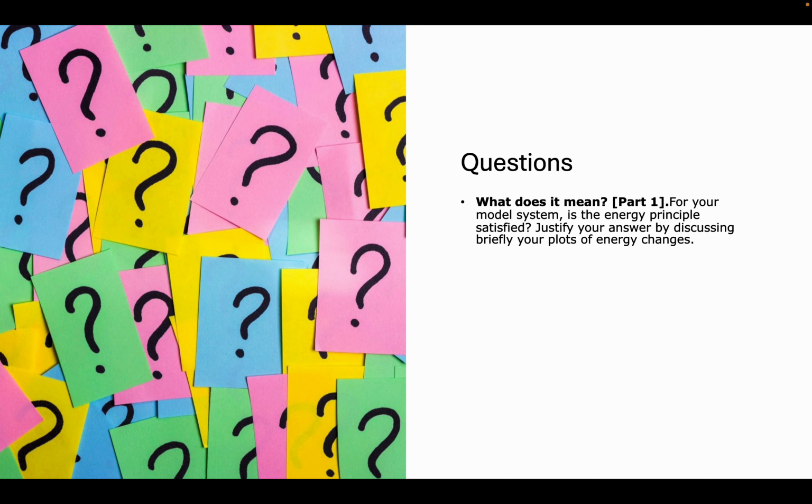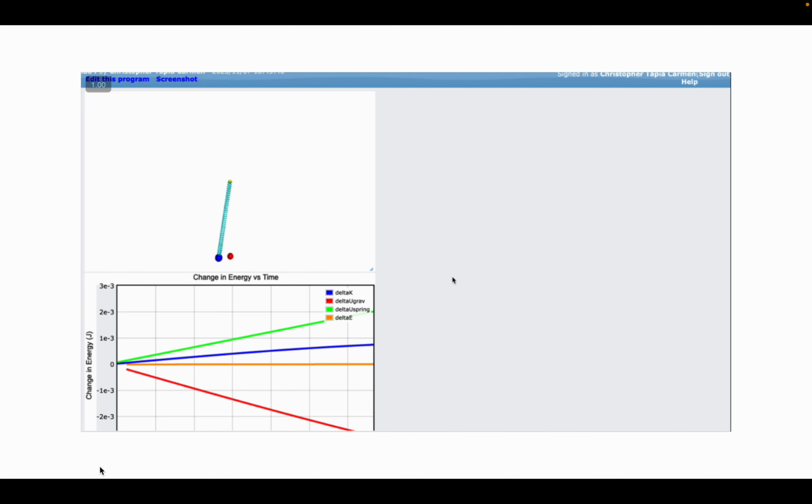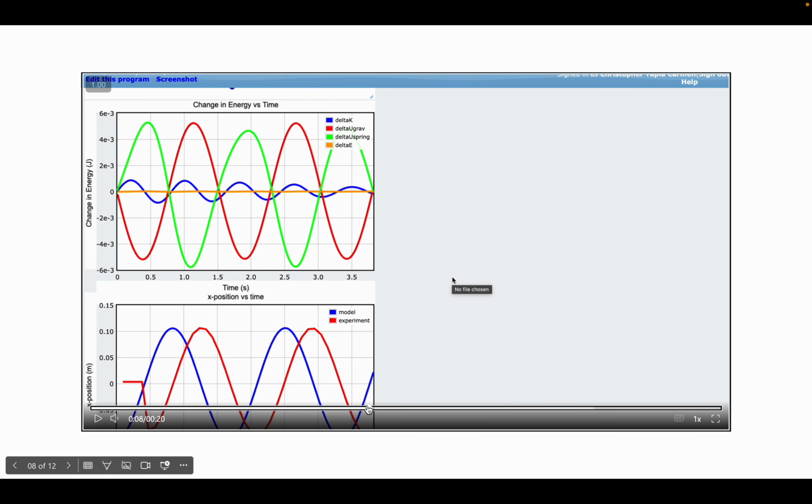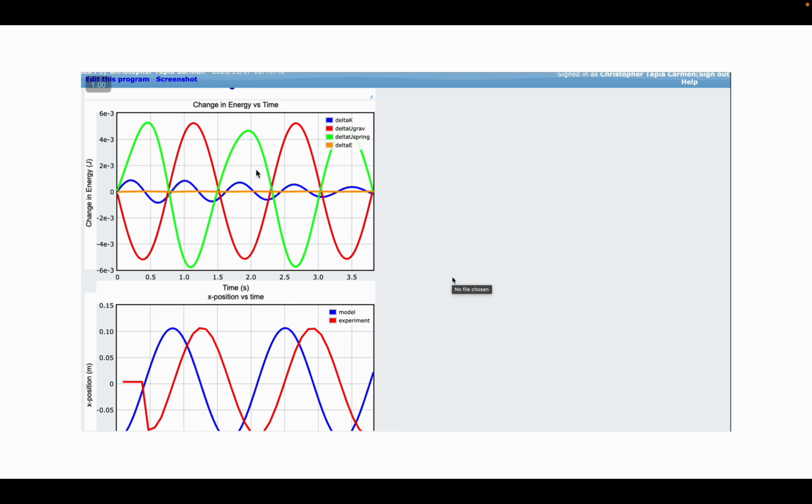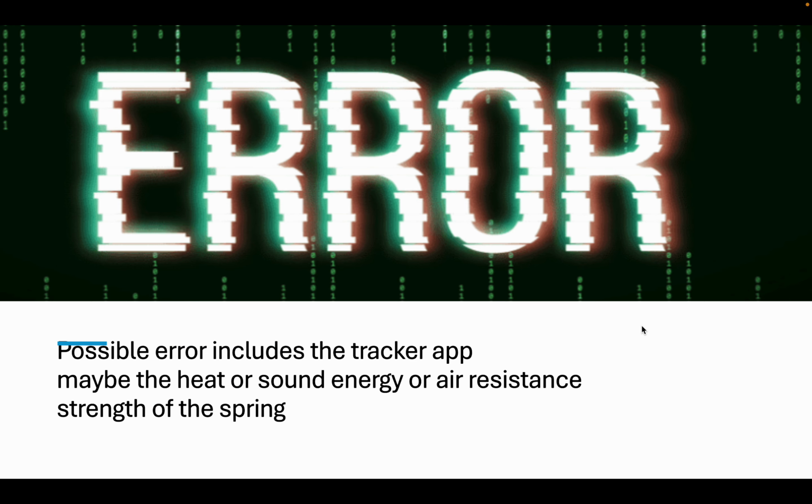Questions: what does it mean for your model system? Is the energy principle satisfied? Yes. If we go back halfway through the video, you can see that it is satisfied. As gravitational energy goes up, the spring energy goes down, and vice versa, and the same for delta k. So it does stay constant throughout.